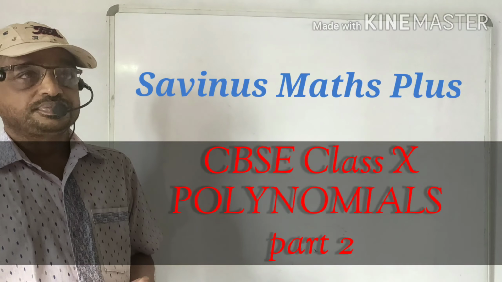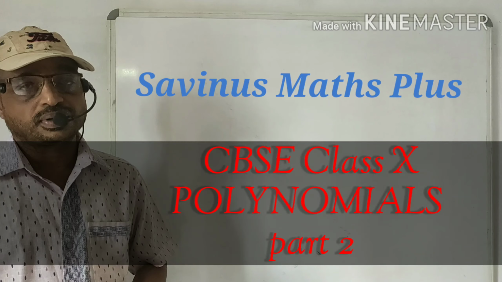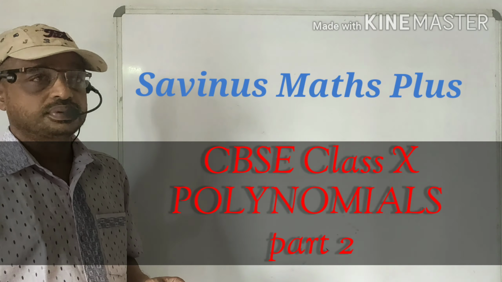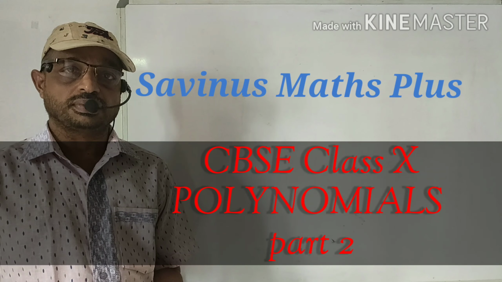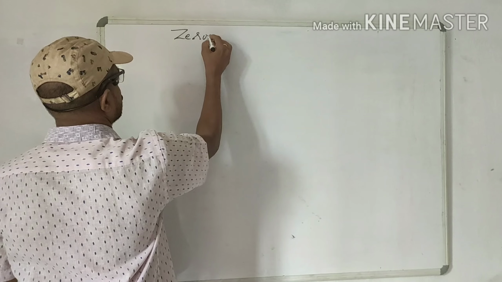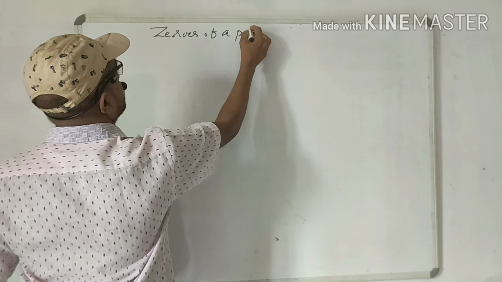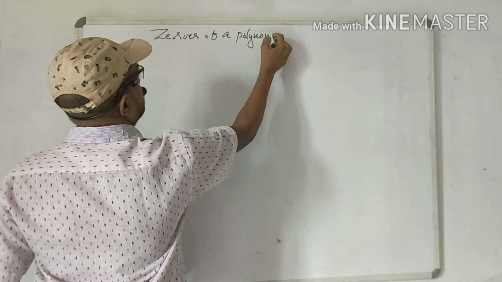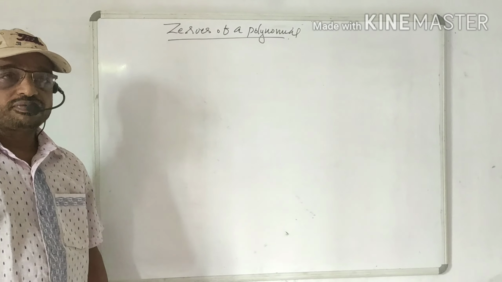Hi students, in our last video we have seen the definition and types of polynomials. In this video, today we are going to discuss zeros of a polynomial. Zeros of a polynomial. See, what do you mean by zero of a polynomial?